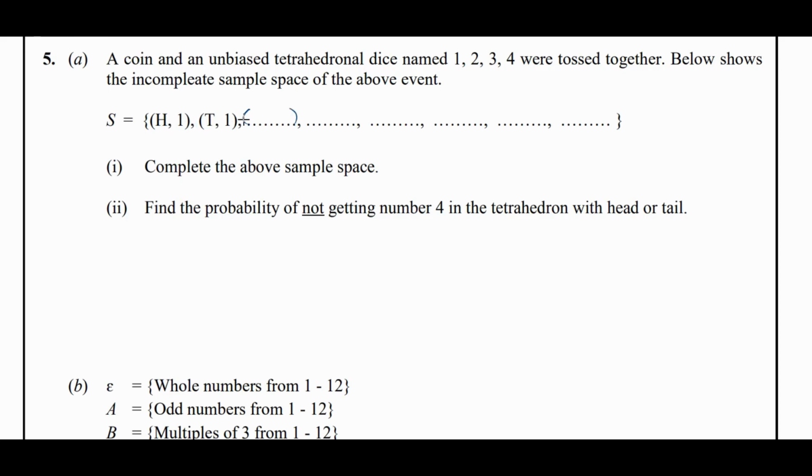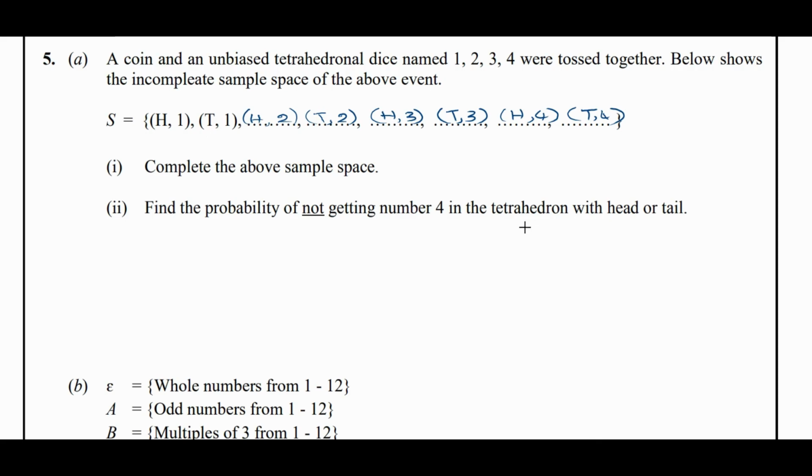Then H1, T1 is finished. Then this should be heads and 2, tails and 2. HT means heads and tails. Then this should be heads and 3, tails and 3. This should be heads and 4 and tails and 4. This is the complete sample space.